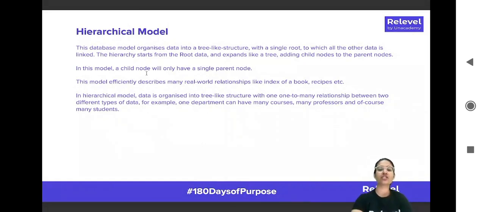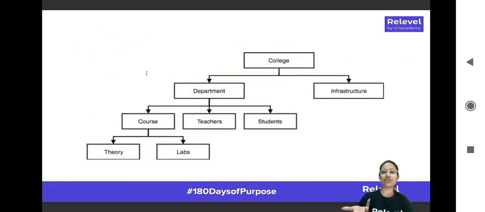Okay, everything is organized in a tree-like structure. This is like sort of an inverted tree, right? A tree goes up in the start and then spreads out. This is like an inverted tree where it starts with a single root and then it branches out. Okay, so that is what hierarchical model is. Okay, I hope this is clear to everyone.